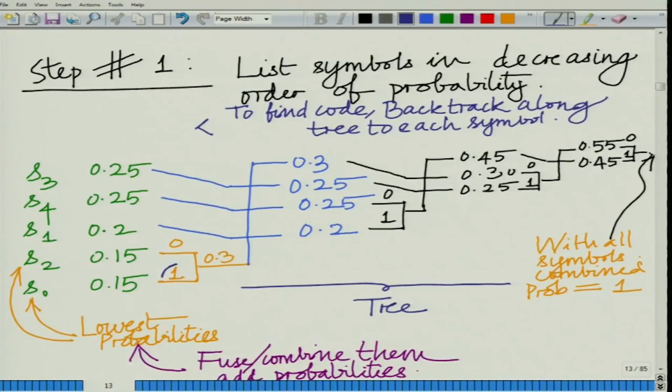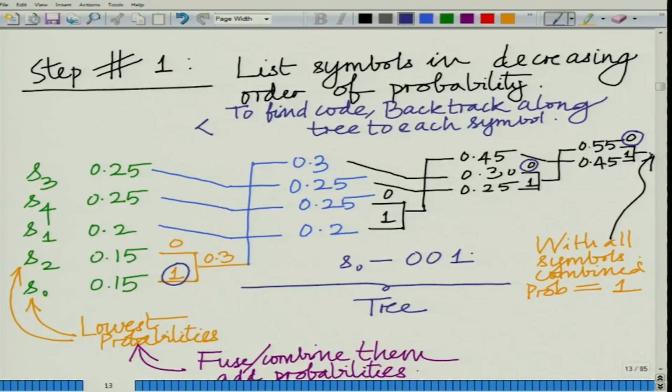S0, remember S0 is going through 1 and then it is going through the top to 0.3, finally 0.3, the branch 0.3 is assigned 0 here, and finally it is going into 0.55, which is assigned another 0. So the code for S0 will be 0, 0, 1. That is, if you backtrack this, find the path to, so you start with 0, 0, 1. So S0 corresponds to 0, 0, 1.